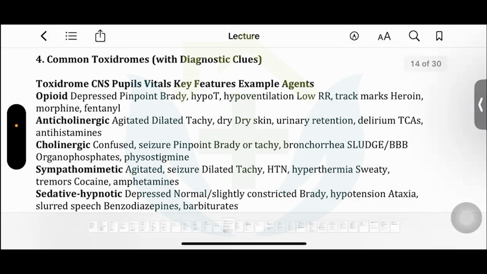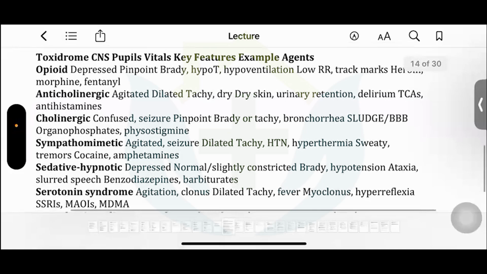Cholinergic, for example, these organophosphorus compounds. Patient will be confused, may have seizures. These patients also have pinpoint pupils with brady or tachy. There will be bronchorrhea, a lot of fluid being released into the tracheobronchial tree, and you can have a sludge when you aspirate it out. So organophosphates and physostigmine are the drugs which can cause the same thing.